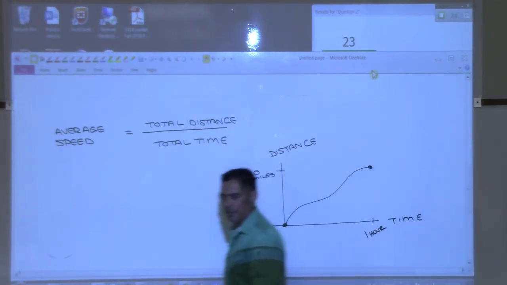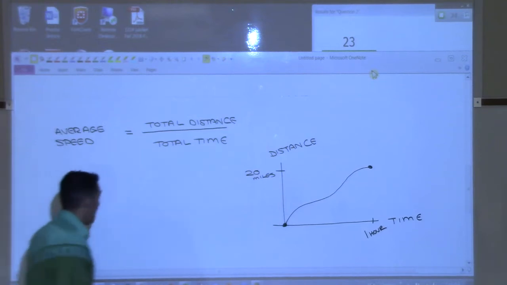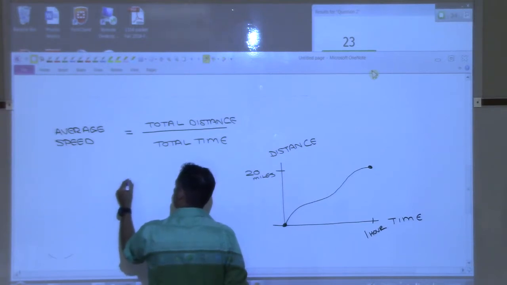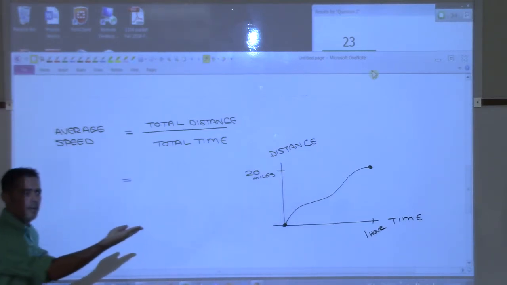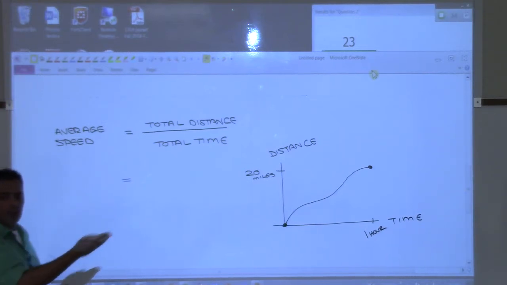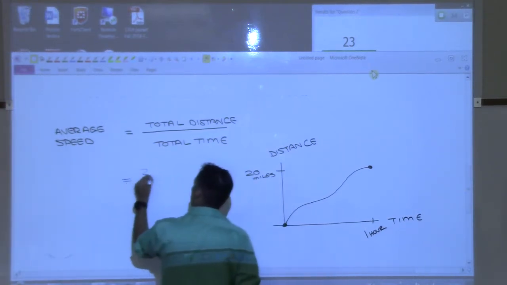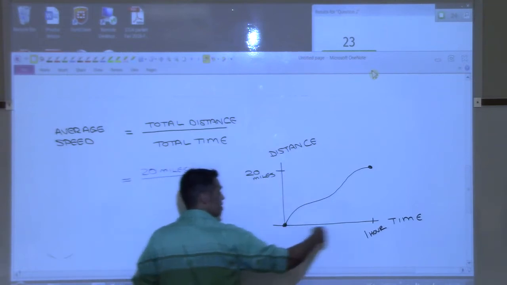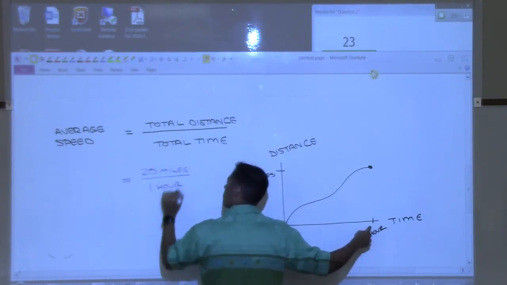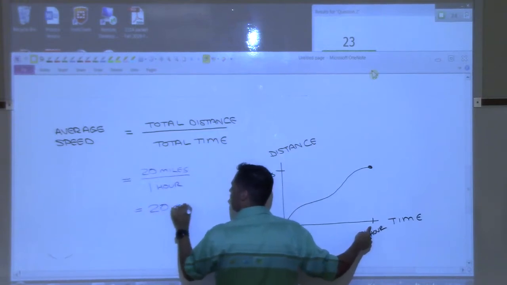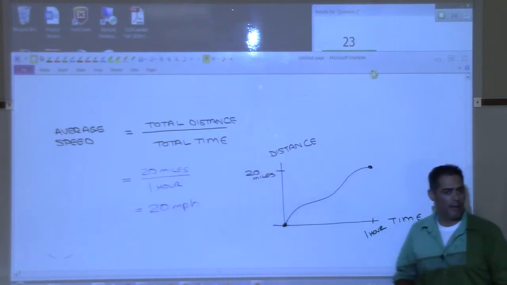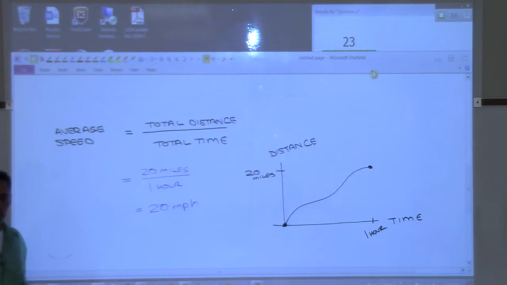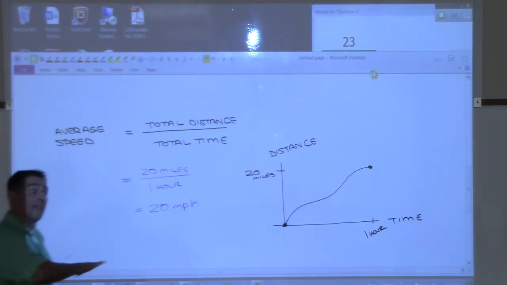Then what is your average speed? So your average speed, I'll use a different color, would be your total distance. How far did you go? 20 miles, divided by the total time, which was 1 hour. Which would then be 20 MPH, that's what we're used to writing. 20 miles per hour. That's your average speed. Does that mean that at every moment when you were driving, you were going 20 miles an hour? No. It's saying on average.